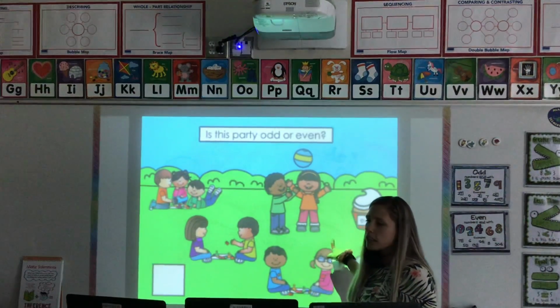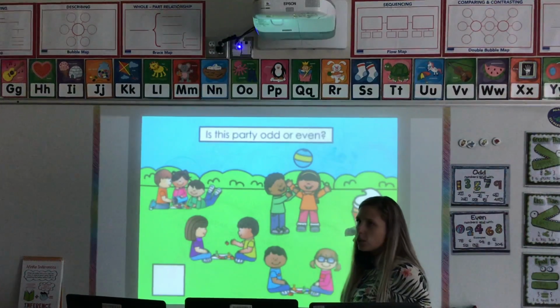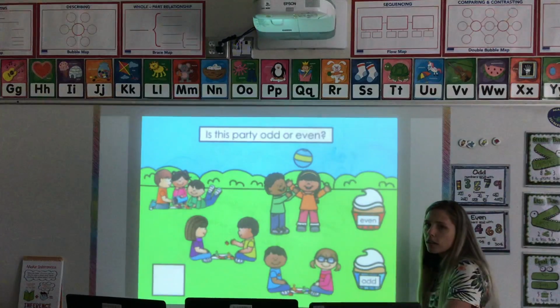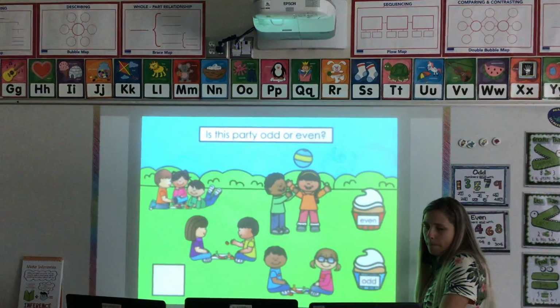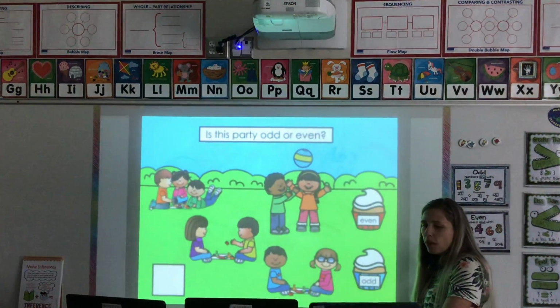But who can look at this slide real quick and show me if they know automatically, if they can subitize, and tell me if this is an odd or even number? Just by looking at the picture. What do you see, Ryan? What do you notice? It's an odd number. How do we know it's an odd number though? Just by looking at it.